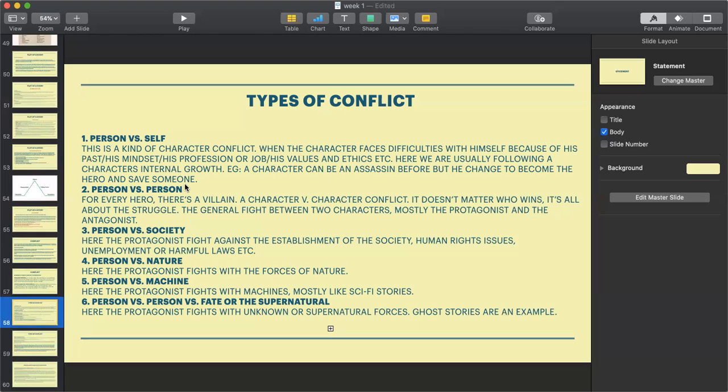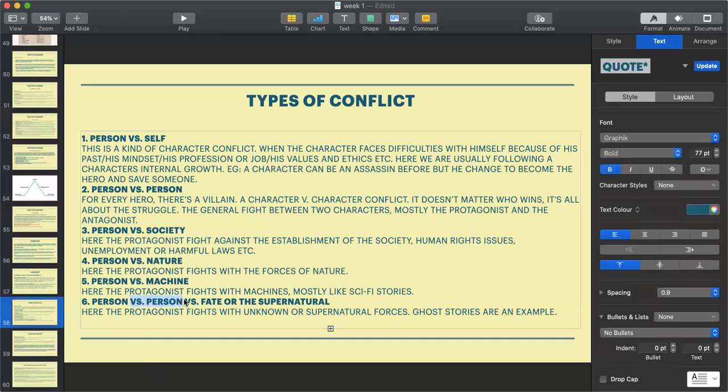Sorry, there is a mistake over here. Person versus fate or the supernatural, right? Like ghost stories, this kind of horror thriller movies, all these things are where the protagonist fights with the unknown or the supernatural forces, right? So these 6 types we can actually see in many, many movies, many, many stories, where these kind of conflicts are done.